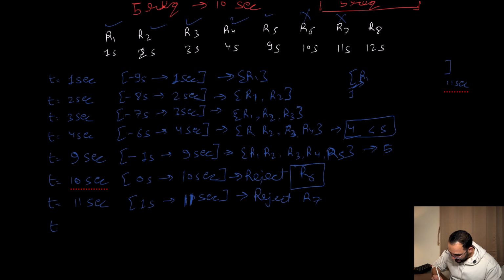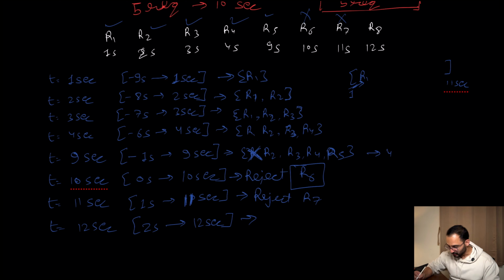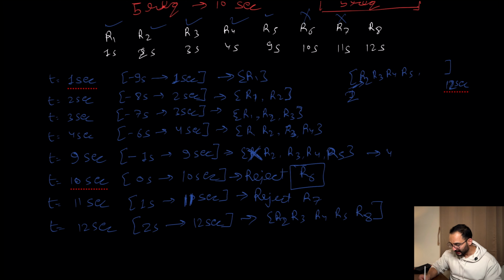Now let's say R8 at t equals 12 second. Our window is 2 second to 12 second. At this time, R1 is removed, so the count became 4. Can we accept one more request? Yes, in the window of 2 second to 12 second, we have R2, R3, R4, R5, and these are a total of 4. We have provision for accepting one more request, so we'll add it here: R2, R3, R4, R5, and R8. Our request R8, which came at 12 second, will be accepted. So this is the basic working of sliding window.